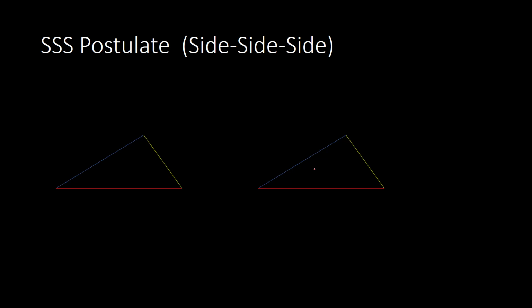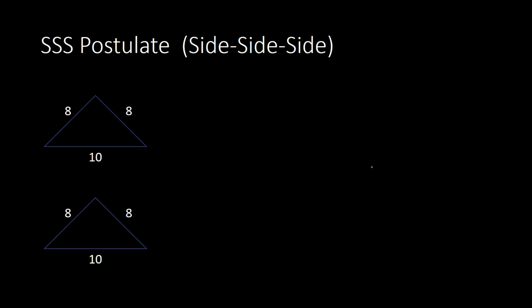And thus, not only are the side lengths the same, but now this angle would be congruent to this angle, the angle on the top would be congruent to this angle on the top, and then this angle on the right to this angle on the right. So that is the first postulate, called the side-side-side postulate. And here are some examples with actual numbers and maybe some other ways you might see this.